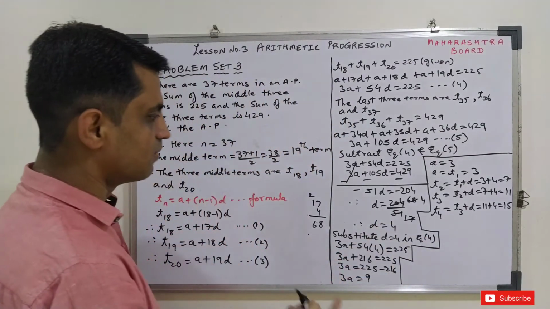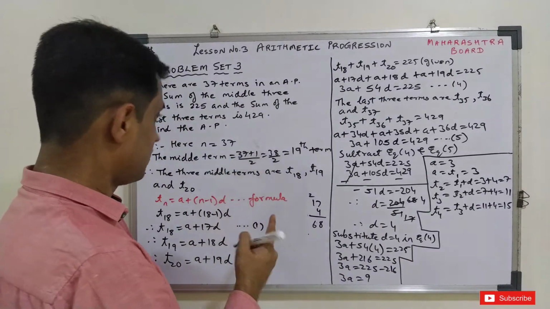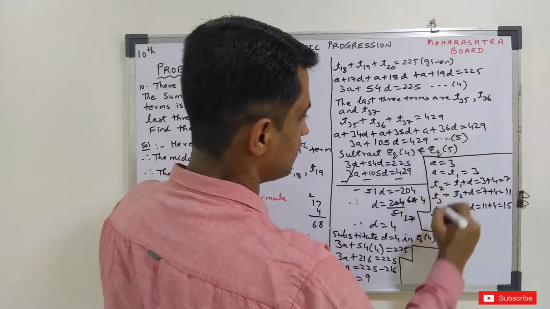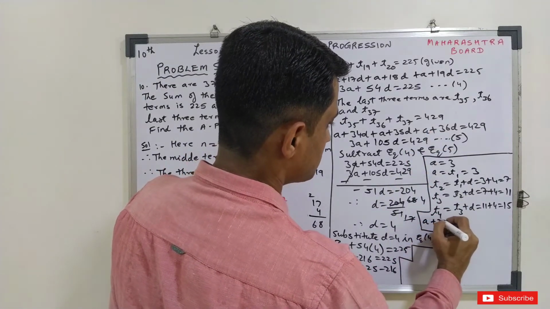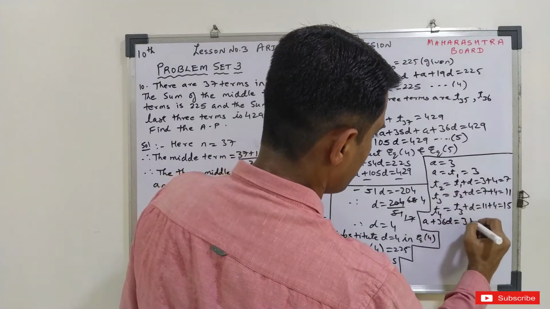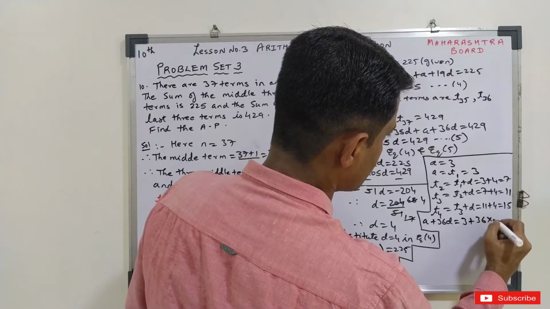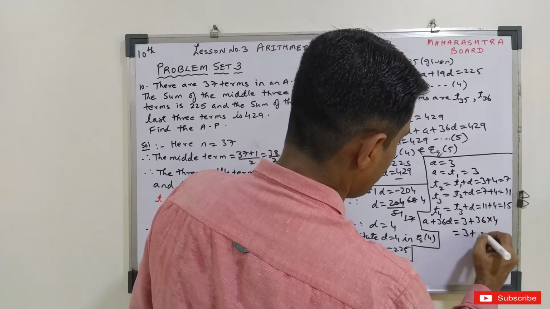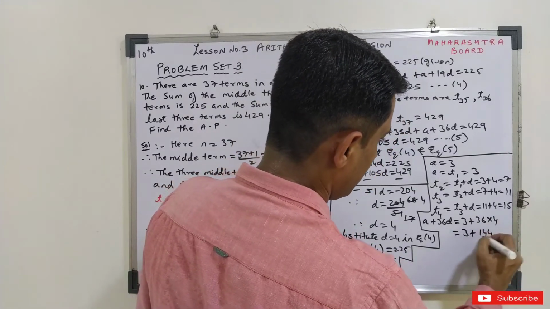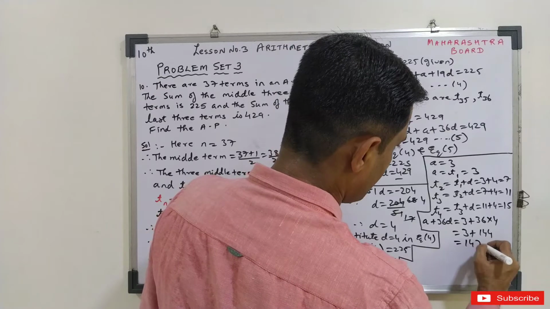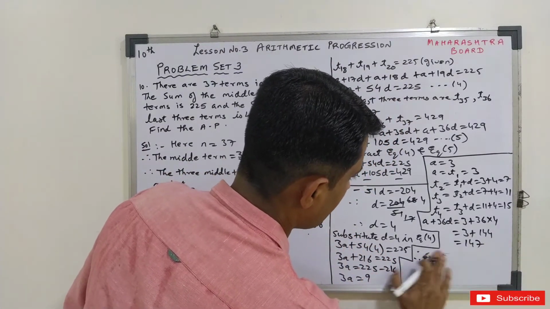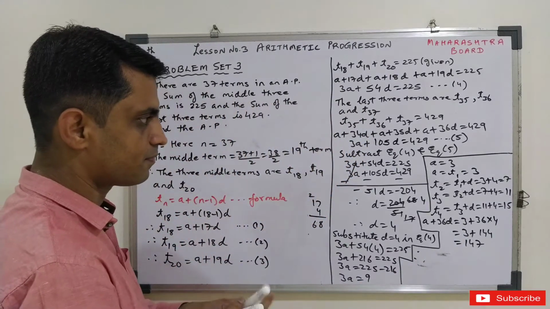If you want to find the last term also, you can find the last term also. That is T37. What is T37? It is A plus 36 into D. What is our A? A is 3. Plus 36 into D. What is our D? 4. So 3 plus 6 fours are 24. 4 threes are 12, 13, 14. So what will you get? 147. So therefore, I am writing with a red marker here, final answer.